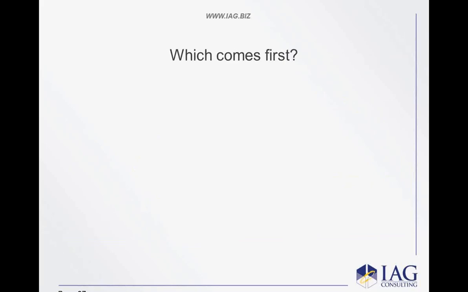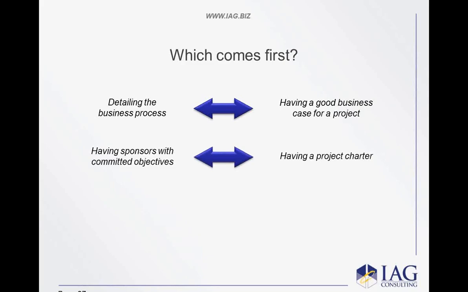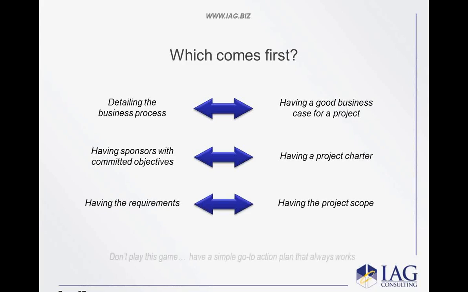Because this is what happens in organizations. Which comes first? Detailing the business process or having a good business case? Which one? Tell me. Which comes first? Having sponsors with committed objectives or having a project charter? Which comes first? Having the requirements or having the project scope? What I'm saying is, don't play that game. It's a chicken and egg. As soon as you answer one, there are interdependent issues on the other side. There are interdependent issues on both sides.